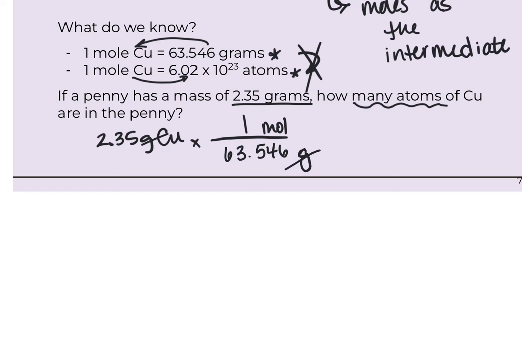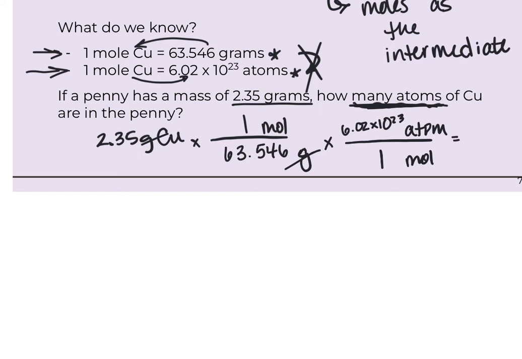But they're asking me for atoms, okay? So I need to go an extra step. I need to convert moles into atoms. So let's look back up here at our 2 conversion factors that we have to do. I know that 1 mole is always equal to 6.02 times 10 to the 23rd atoms. So what that means is I can go through and convert grams to moles, and then moles to atoms. And that is what I need to do.